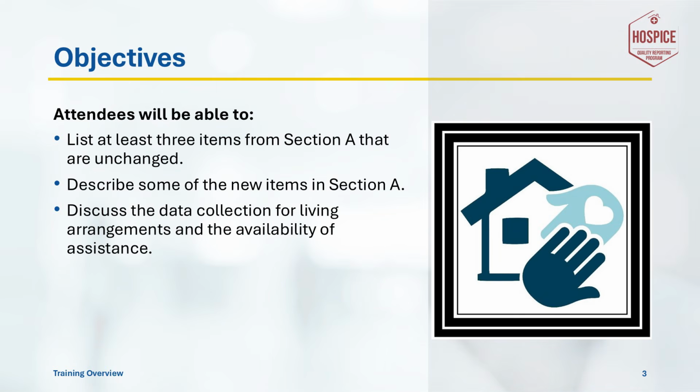So here are the objectives for this lesson. At the end of Part 2, you should be able to list at least 3 items from Section A that are unchanged, describe some of the new items in Section A, and discuss the data collection for living arrangements and the availability of assistance.